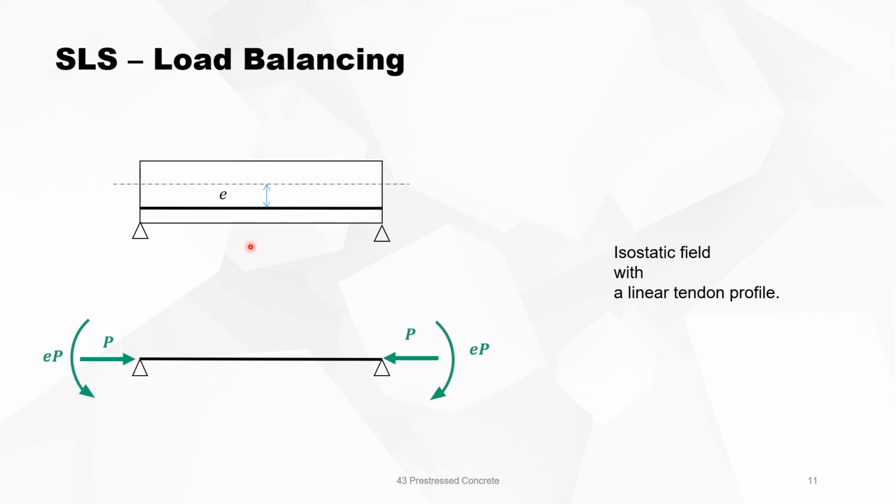We can also have a tendon profile which is horizontal with a constant eccentricity e. Then in this case the equivalent system is a bending moment at the end, eP, and an eP there with the compressive force P.